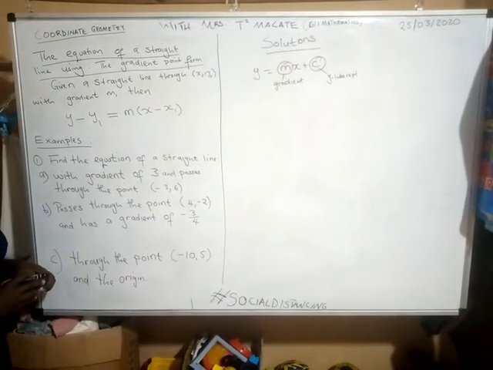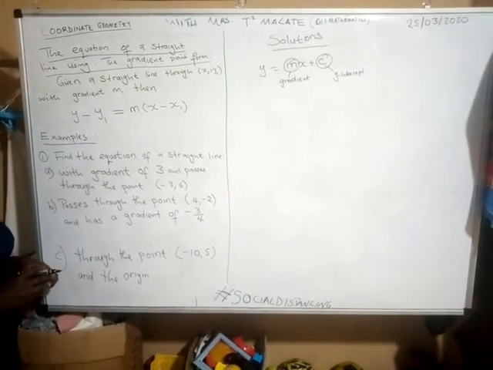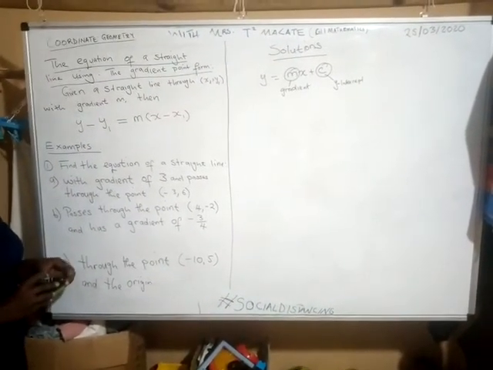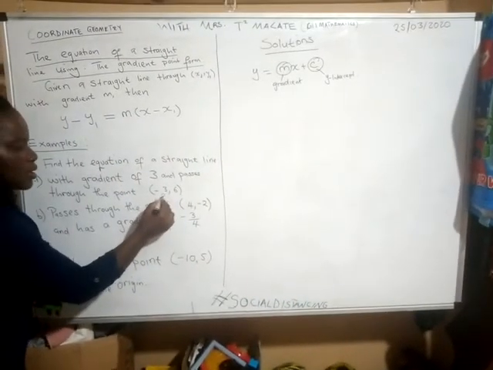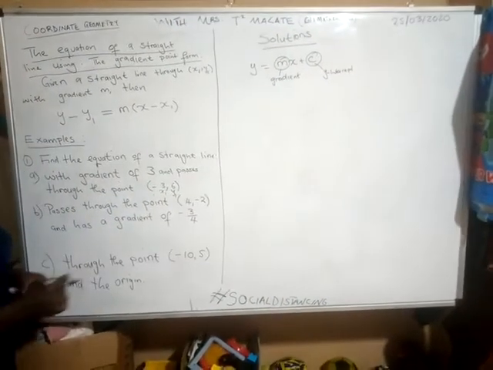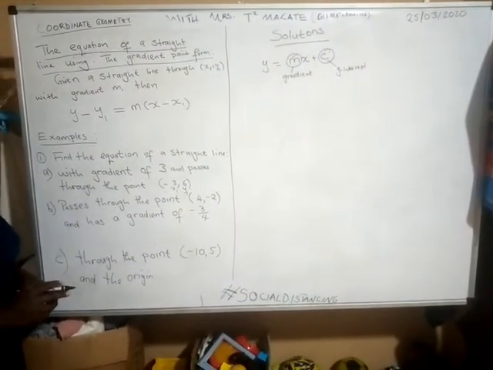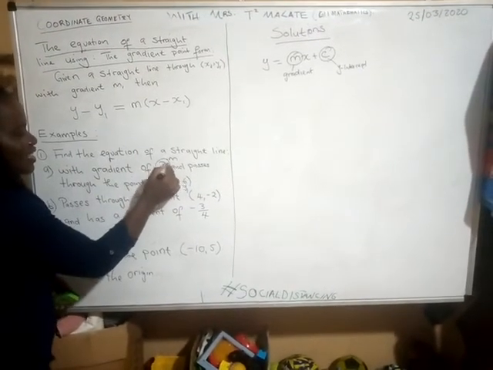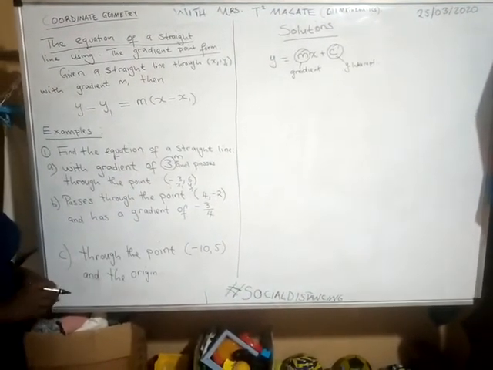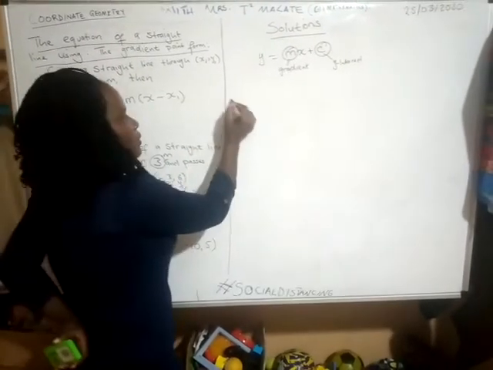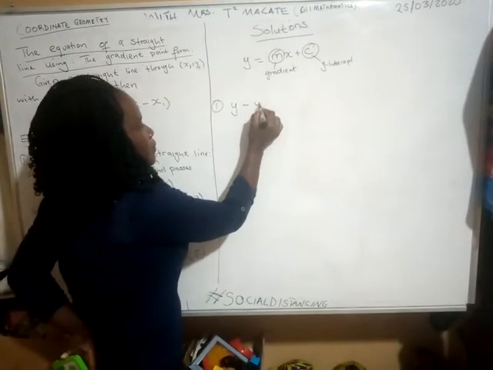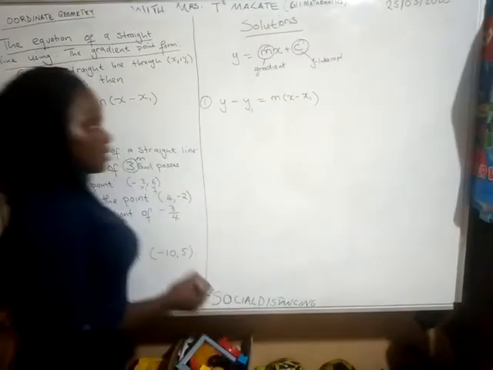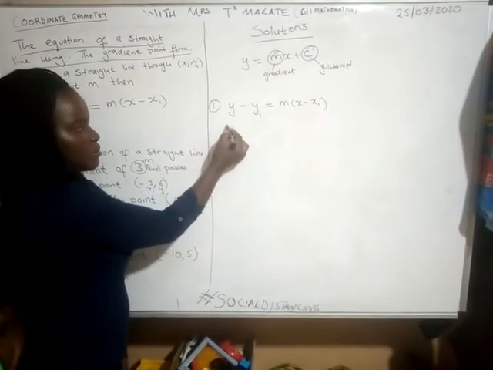Find the equation of a straight line with a gradient of 3 that passes through the point -3, 6. So I want to find the equation of this line passing through x1, y1. They have given us that one coordinate, and we have the gradient, which is 3. So we get to our formula y, and we substitute. The y without the number remains as it is.